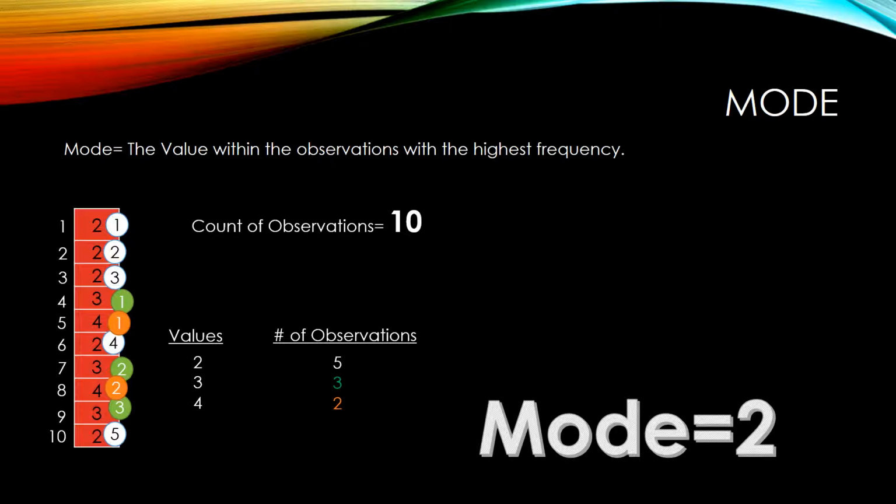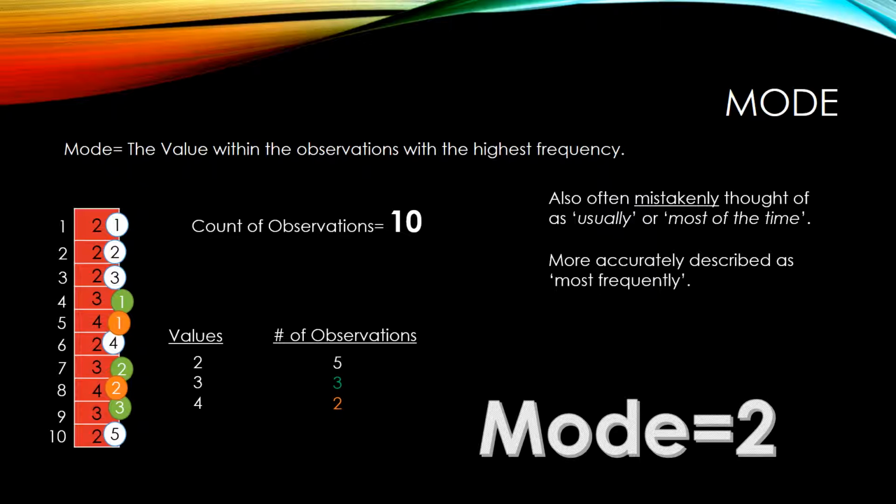The most frequent observation, the one that shows up the most times compared to the others, is 2. So our mode is 2. It's that simple. Now, mode is also often mistakenly thought of as usually or most of the time. It more accurately would be described as most frequently.